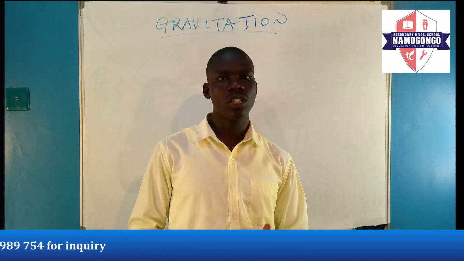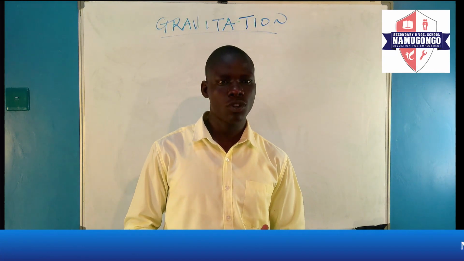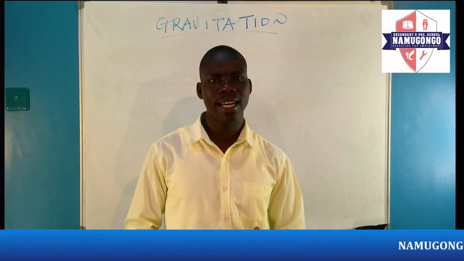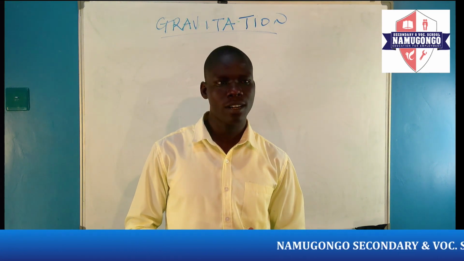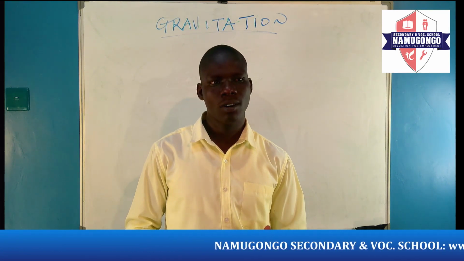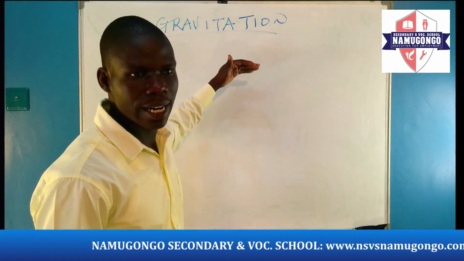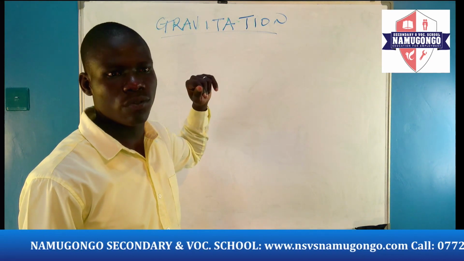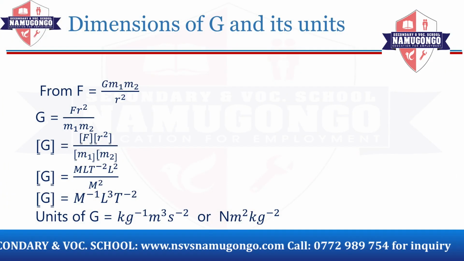Newton's law of gravitation states that the force of attraction between two bodies in the universe is directly proportional to the product of their masses and inversely proportional to the square of their mean distance apart. We were also able to derive the dimension of the universal gravitational constant G, and we stated its units.